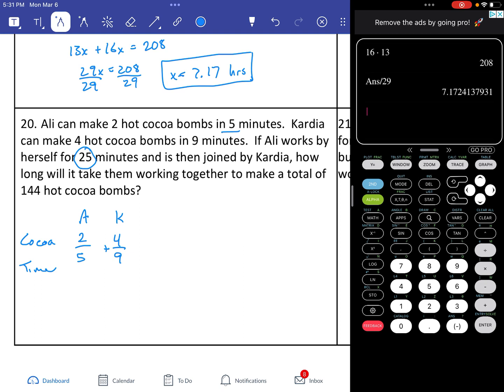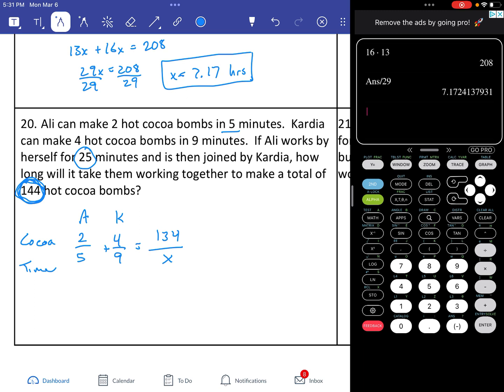Well, she works for 5 minutes, she gets 2 done. So what times 5 gives you 25 minutes? That's 5. So if she can make 2 in 5 minutes, in 25 minutes, she can make 10. So we're going to take 10 off of the total. So it gives you 134. Oh, sorry, put it in the wrong place. 134. We're looking for their time. Again, if she works for 25 minutes, and every 5 minutes she makes 2, she makes 10 by herself before the other person joins in. So we take 10 off of the total they had to do together. That's why it's 134.